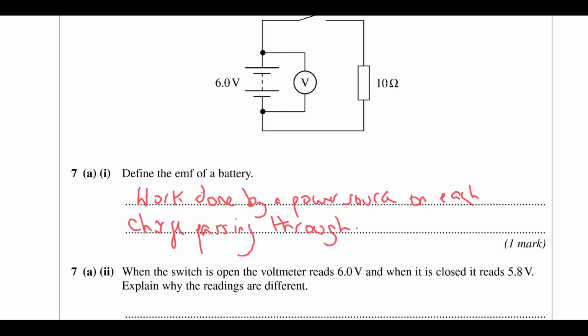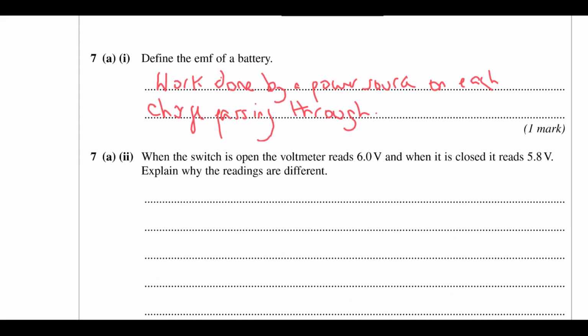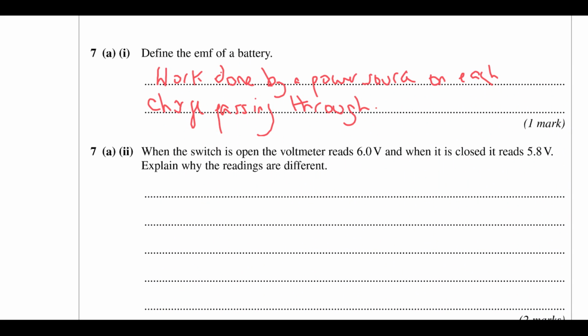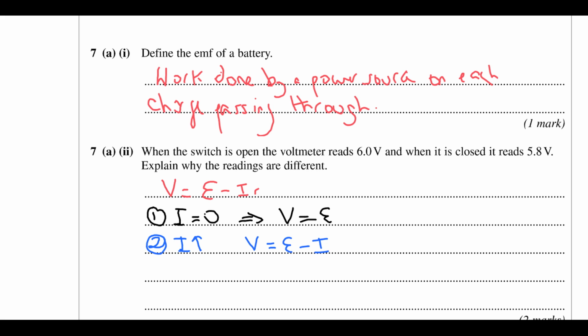So that's EMF. When the switch is open, the voltmeter reads 6 volts, and when it's closed, it reads 5.8. Explain why the readings are different. The voltmeter is measuring the terminal voltage, which is calculated using this equation. When the switch is open, which I'll call scenario 1, current equals 0, so the terminal voltage and EMF are the same. In scenario 2, when you close the circuit, the current has increased, so now the terminal voltage is the EMF minus a part. As current increases, that decreases the terminal voltage, because some energy is lost across the internal resistance.